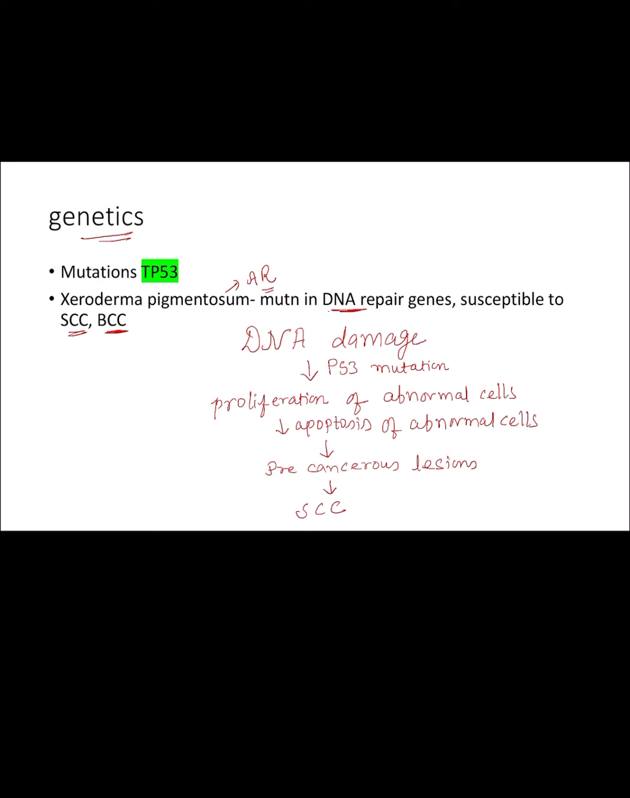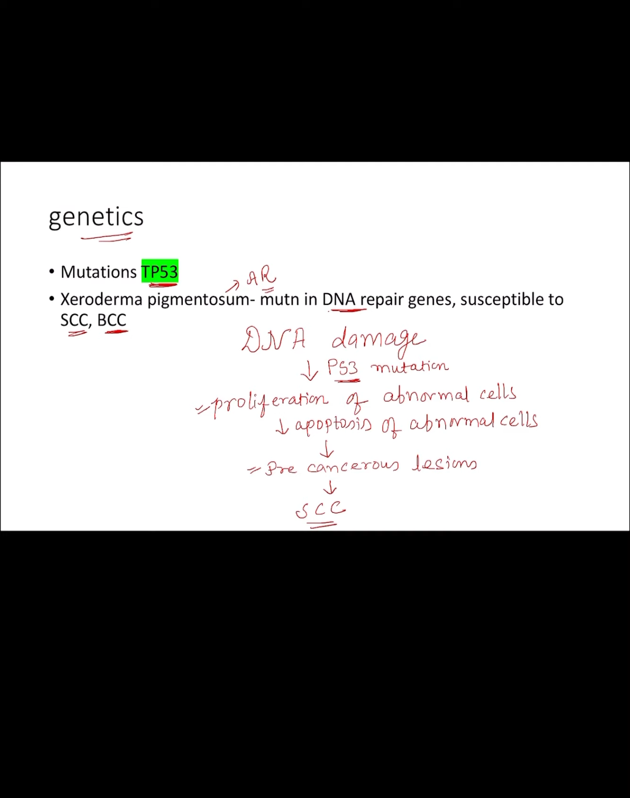Mutations in the TP53 gene, known as the guardian of the genome. When there is DNA damage, the P53 gene generally helps in the removal of abnormal cells. It causes apoptosis of the abnormal cells and prevents their proliferation. But if it is mutated, there will be proliferation of the abnormal cells and decreased apoptosis of those abnormal cells, leading to the formation of a precancerous lesion of the skin and ultimately squamous cell carcinoma.